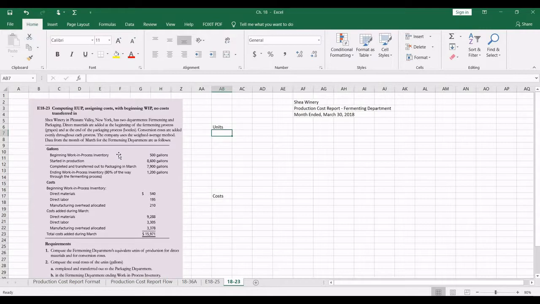We know that's a heading. The next line's a heading as well. A subheading. Units to account for. That's the first line. The second line is, and it's given here in the problem, beginning work in process. I'm just going to put abbreviation, comma, started.